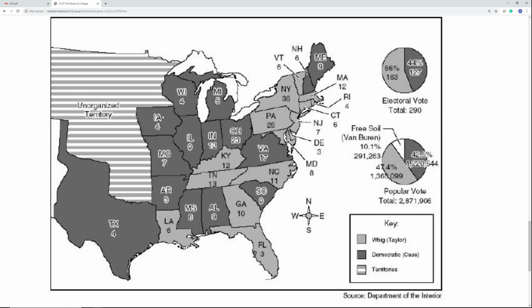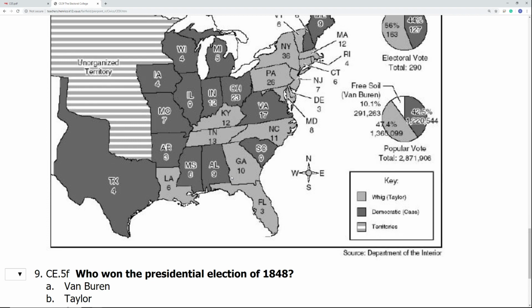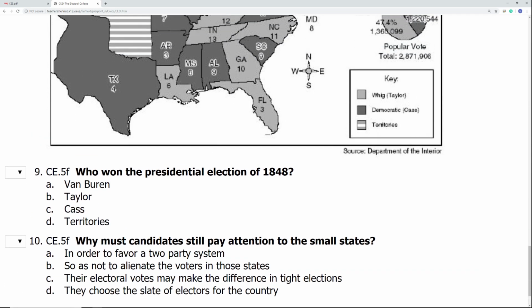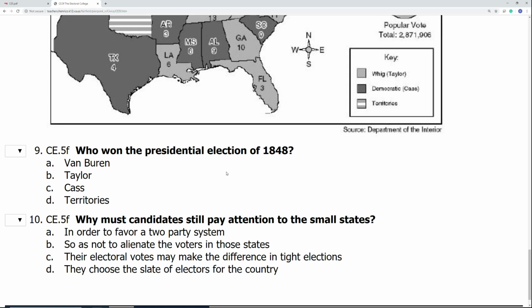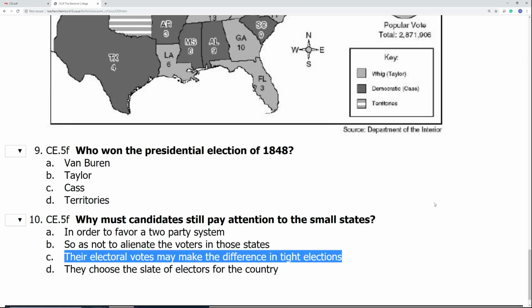But anyways, Whig, Taylor, was the correct answer here, B, because if you look at the electoral vote, because this unfortunately doesn't matter, the electoral vote says that they've got the majority vote right there. Number 10, and the last one, why must candidates still pay attention to the small states? Correct. That in a close election or a tight election, the electoral votes could make the difference.